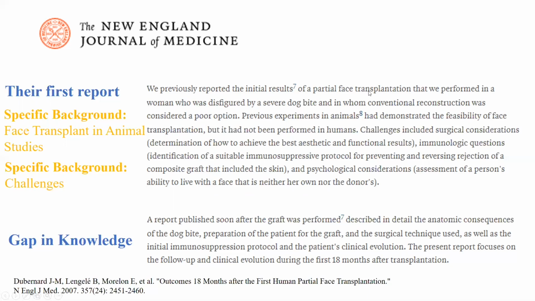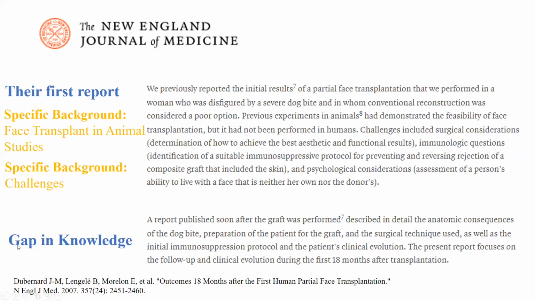So let's see how the authors wrote this section. They talked about their case that they reported previously, and they referenced it. And then they mentioned some results from the animal studies, the challenges that have been shown in both the surgical considerations, the immunological question, the psychological consideration, about the face specifically. So now they went from the general to the face and its challenges.